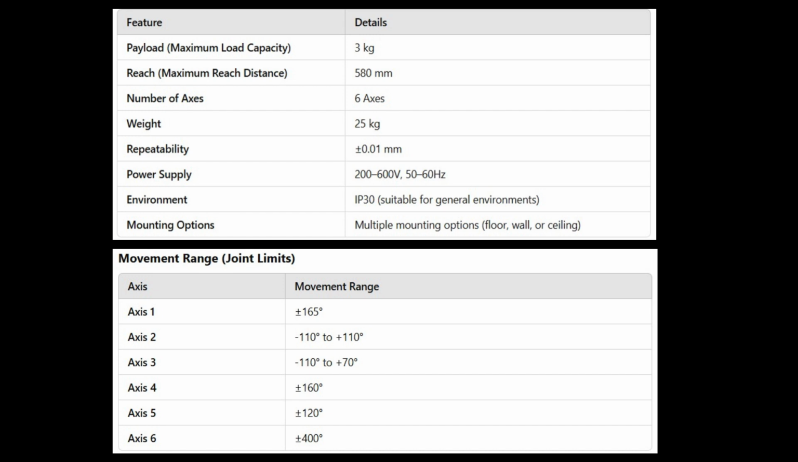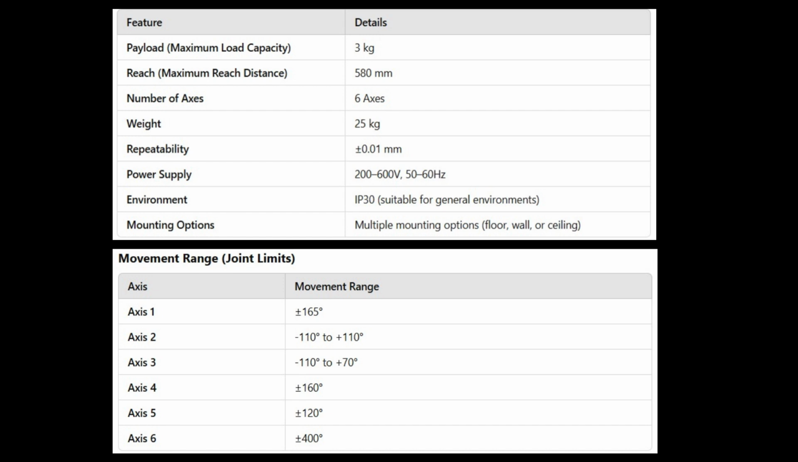It operates with a power supply range of 200-600 V at 50 to 60 Hz. The environment rating is IP30, suitable for general indoor applications. It supports multiple mounting options, including floor, wall, and ceiling installations. For movement, the robot's axes have specific ranges.